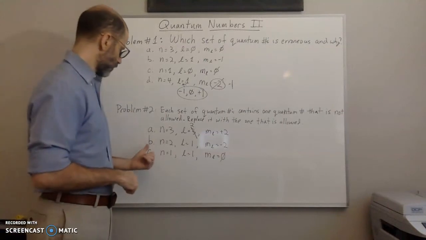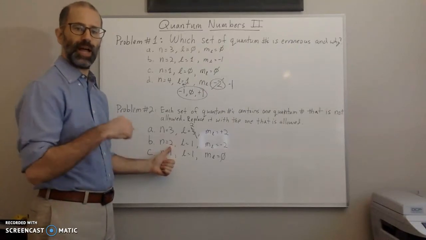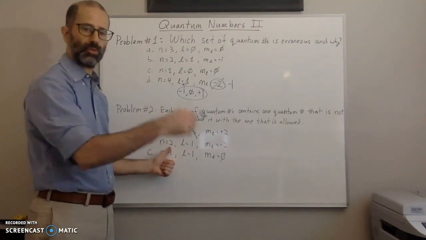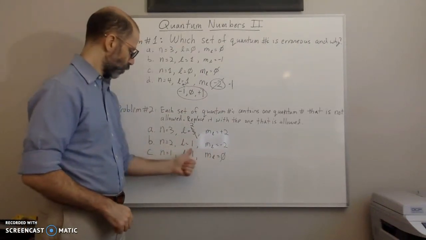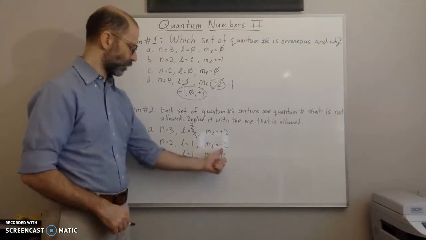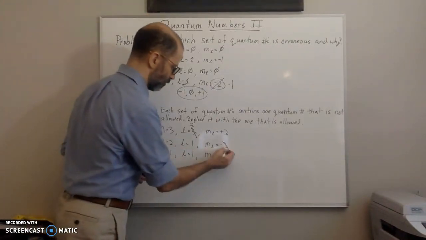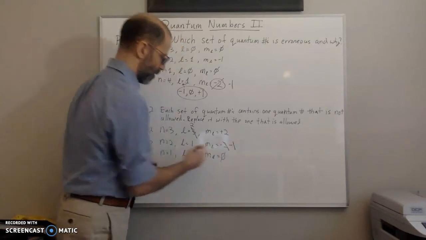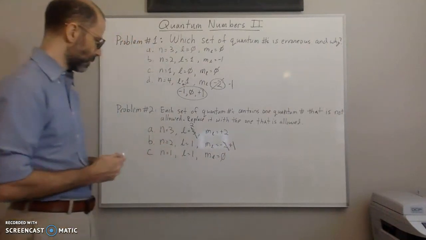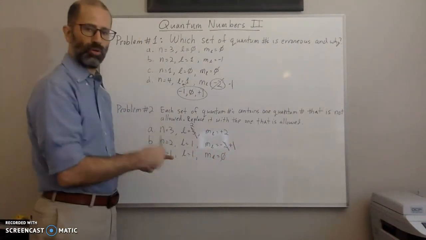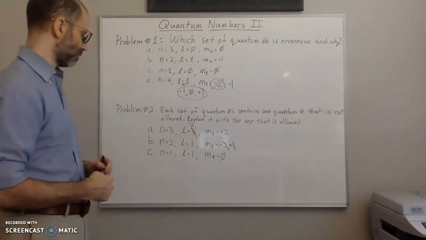All right, so what about B? We have n equals 2. So if n equals 2, then your L values can go from 0 to n minus 1, which is 1. You've got a 1. Okay, good. Now, again, your m sub L value can only go between -1 and +1. And here we have a -2. So that is not right. We would need to get rid of that. We could put a -1 there. We could put a +1. Let's put a +1 there. That would work too. So 0, -1, +1, all of those would be correct here.